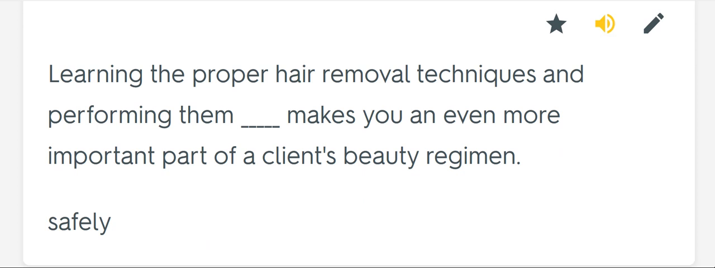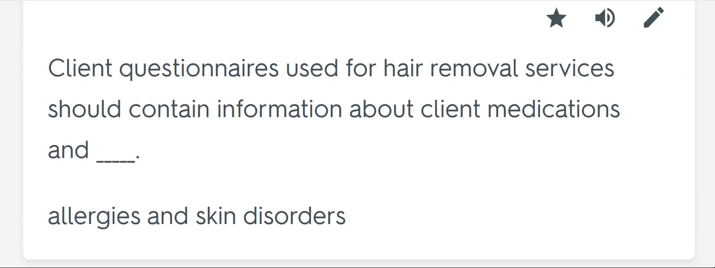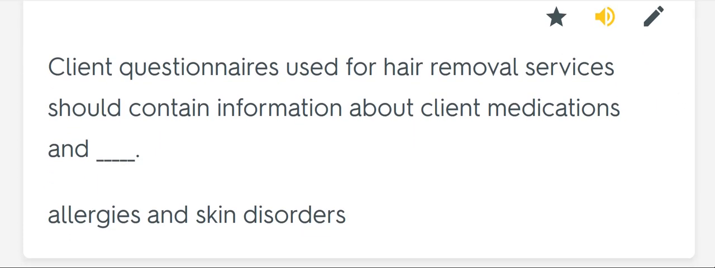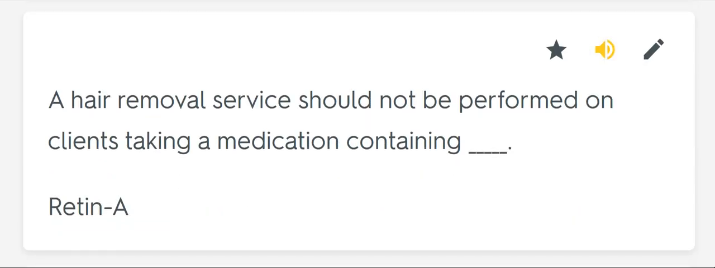Learning the proper hair removal techniques and performing them safely makes you an even more important part of a client's beauty regimen. Client questionnaires used for hair removal services should contain information about client medications and allergies and skin disorders. A hair removal service should not be performed on clients taking a medication containing Retin-A.